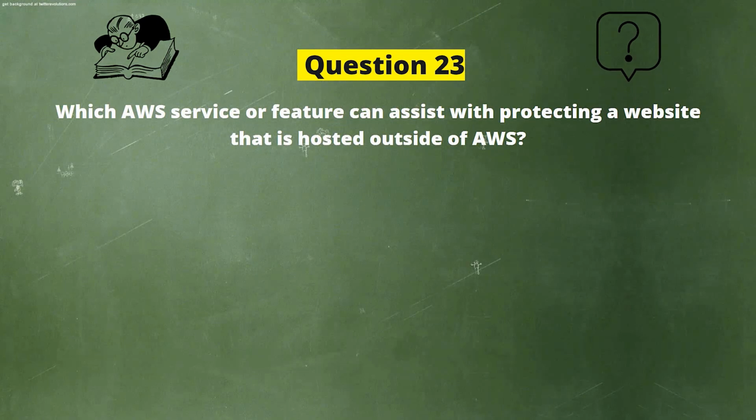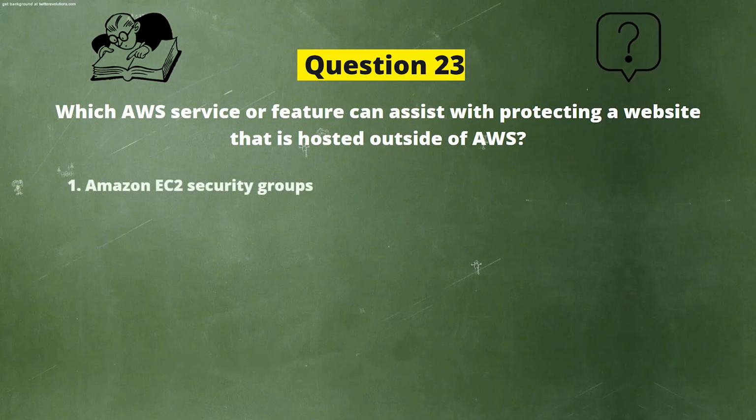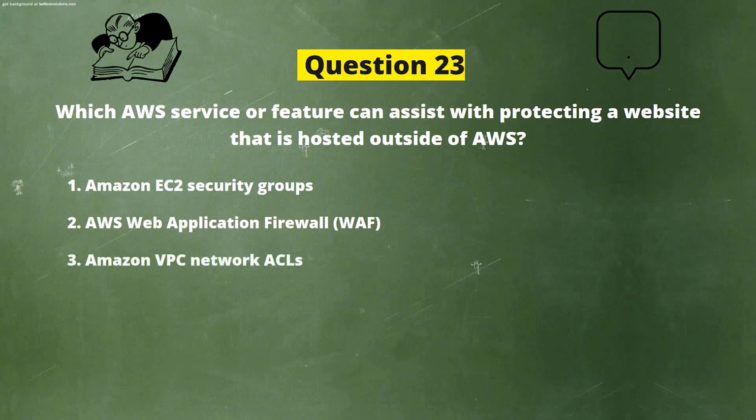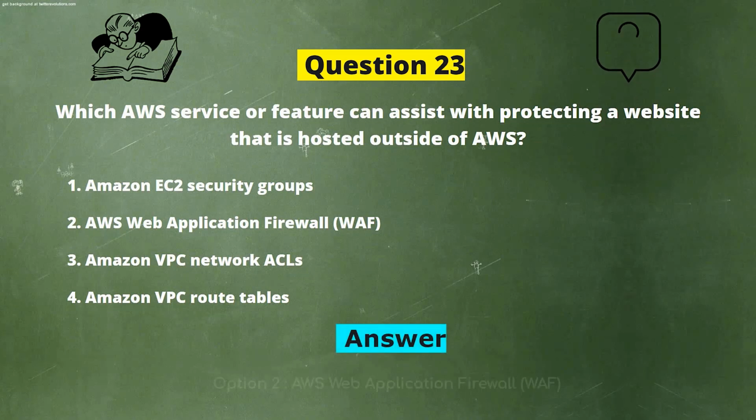Next question. Which AWS service or feature can assist with protecting a website that is hosted outside of AWS? And the options are: Option 1. Amazon EC2 Security Groups. Option 2. AWS Web Application Firewall, WAF. Option 3. Amazon VPC Network ACLs. Option 4. Amazon VPC Route Tables. And the correct answer is Option 2. AWS Web Application Firewall, WAF.